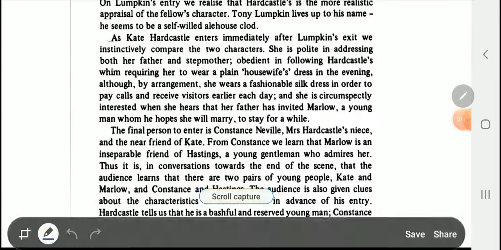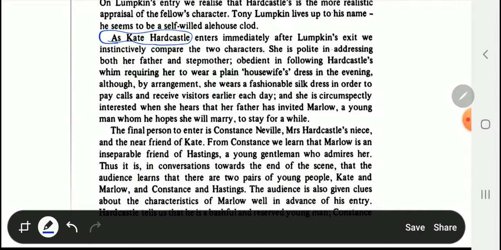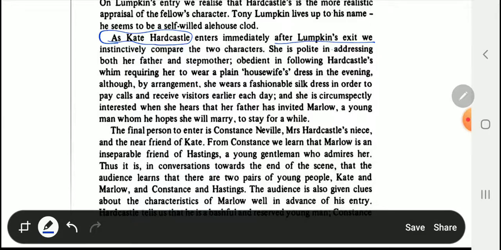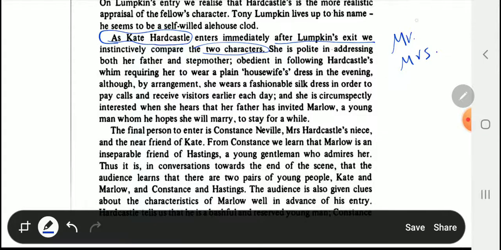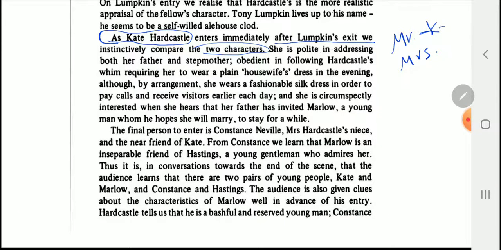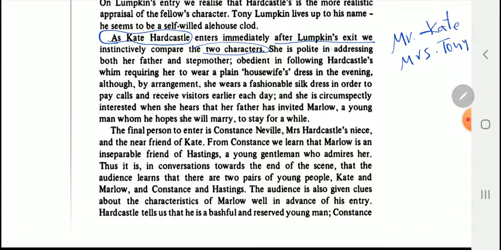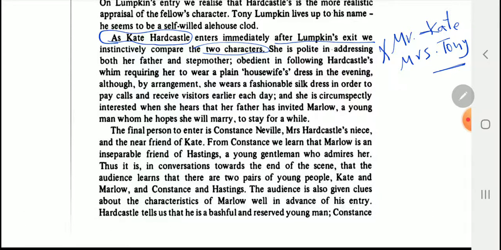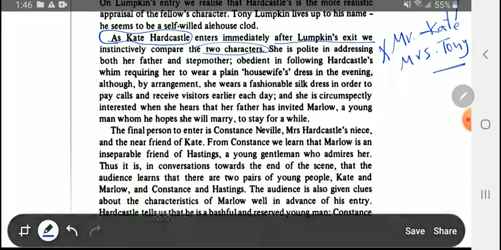What we have here, we have Kate then entering. Kate is Mr. Hardcastle's daughter, and she enters immediately after Lumpkin exits, and we compare the two characters as well. So we have Mr. Hardcastle and Mrs. Hardcastle. Mr. Hardcastle has a daughter, her name is Kate, and Mrs. Hardcastle, from her previous marriage, had Tony. So first of all, student, we have to compare Mr. and Mrs. Hardcastle, and then let's compare Kate and Tony on the side.